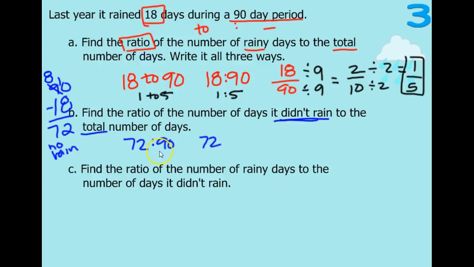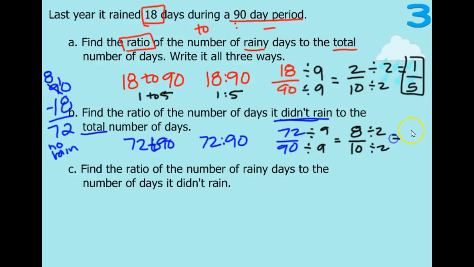We can write that as 72, using the word to, using the colon, and as a fraction. And if you're not sure what simplifies or goes into both of these, you could just divide by 2. But I know that 9 goes into both of these. 72 divided by 9 is 8. 90 divided by 9 is 10. And I'm going to divide by 2 again. We get 4 over 5. Which makes sense that if 1 out of 5 days it's raining, 4 out of 5 days it's not raining. So 4 to 5, 4 to 5, or as 4 over 5 right here.